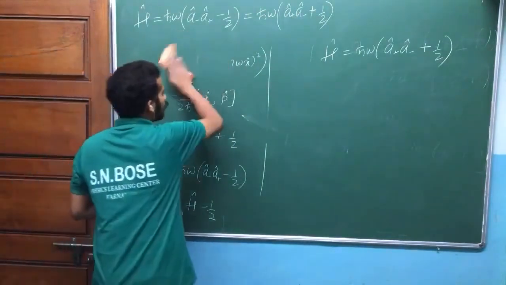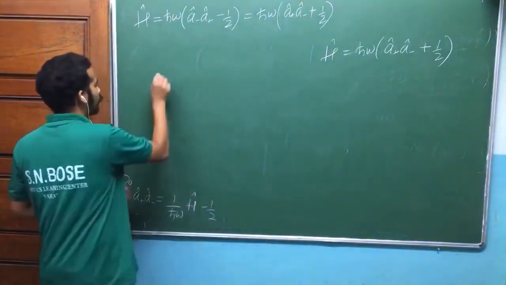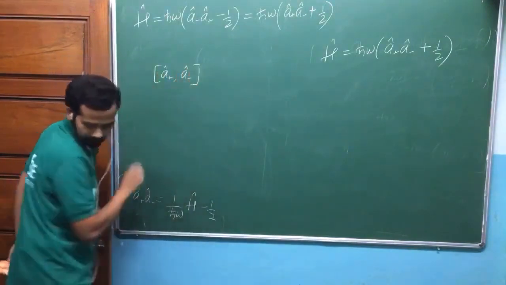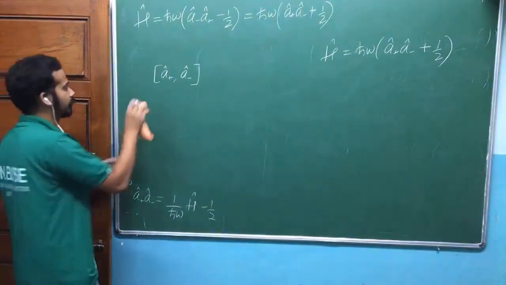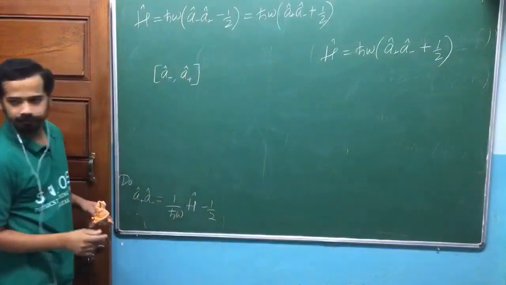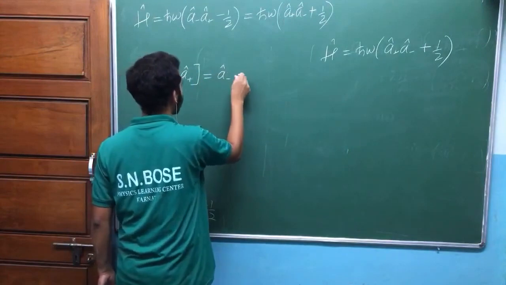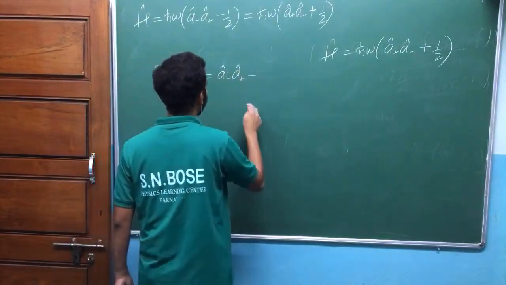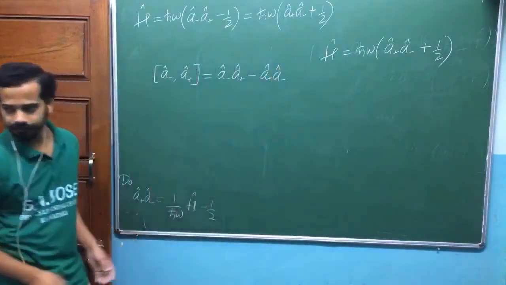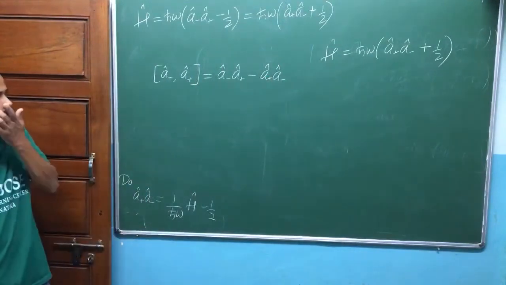Now, one more thing that you need to work out, that is needed for the exam also, that is the commutator between a minus cap and a plus cap. What do you mean by that? A minus cap, a plus cap minus a plus cap, a minus cap. That's also needed.